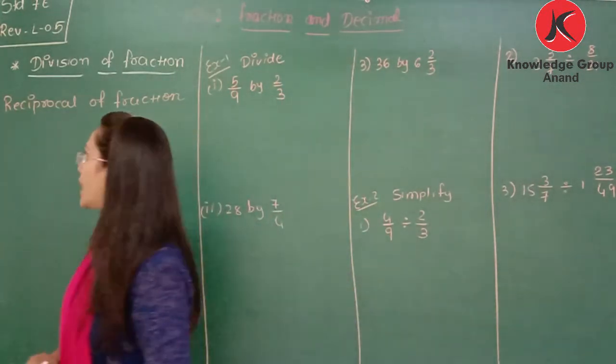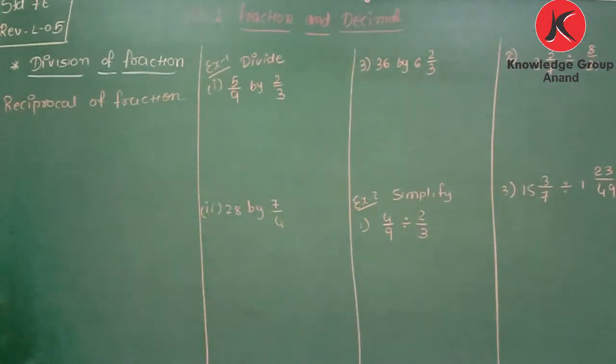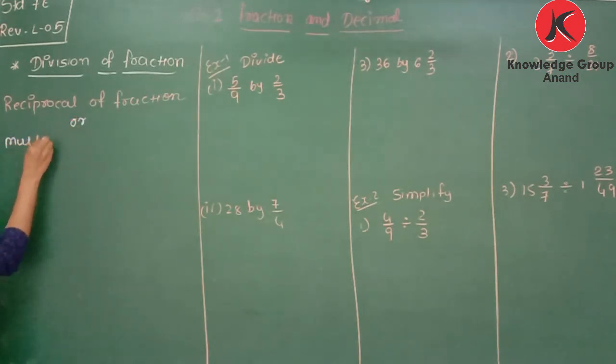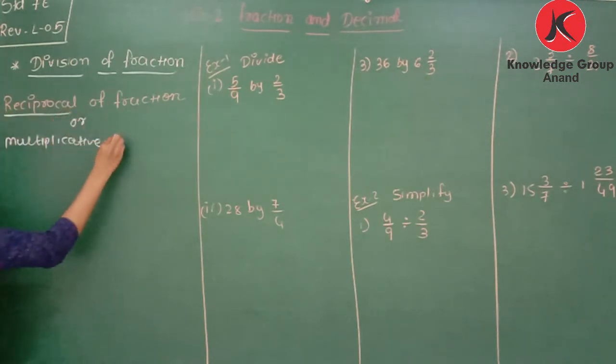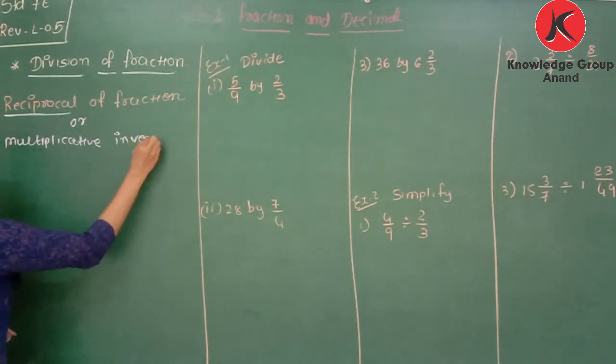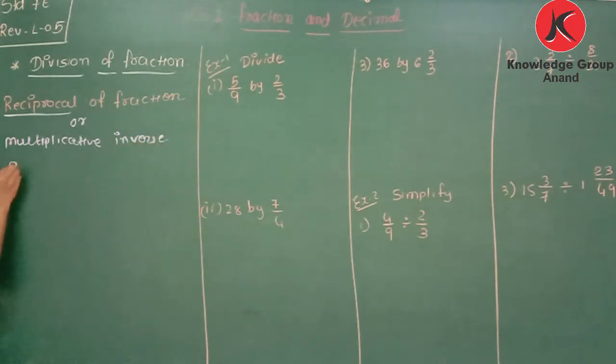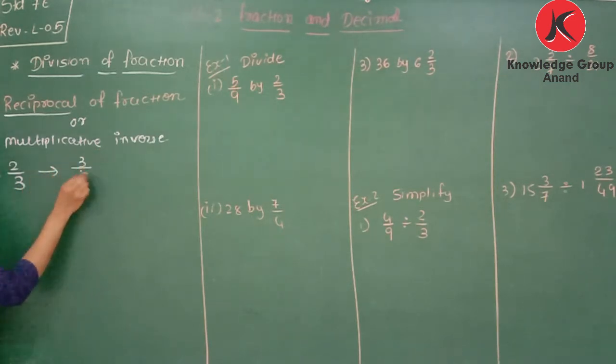One term is the reciprocal of a number, or you can say the multiplicative inverse. Reciprocal is also called multiplicative inverse. If we have the fraction 2 by 3, its multiplicative inverse or reciprocal is 3 by 2.